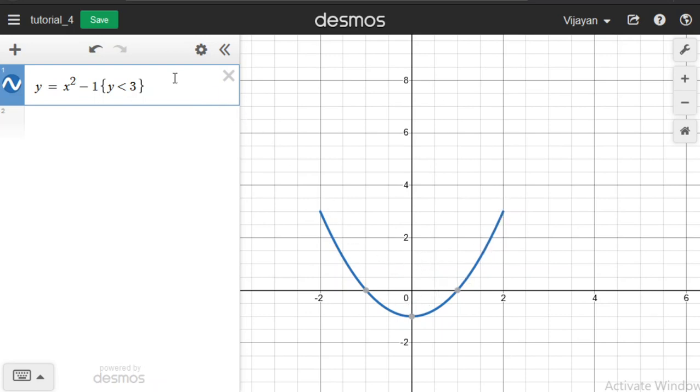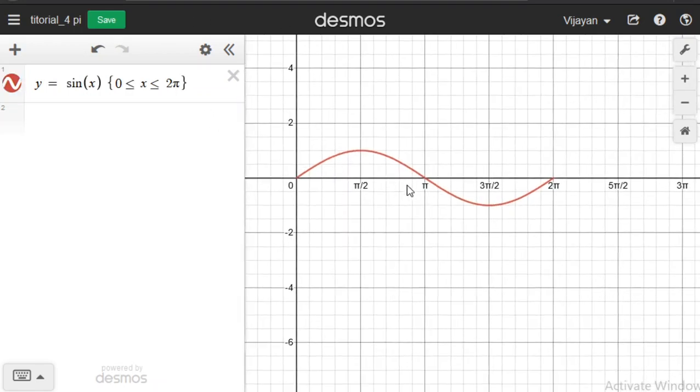So this is a kind of specific condition. Suppose I want to add another restriction on x saying that x is greater than 0. So this is that part of the graph in which y is less than 3 and x is greater than 0 for the given parabola y is equal to x square minus 1.